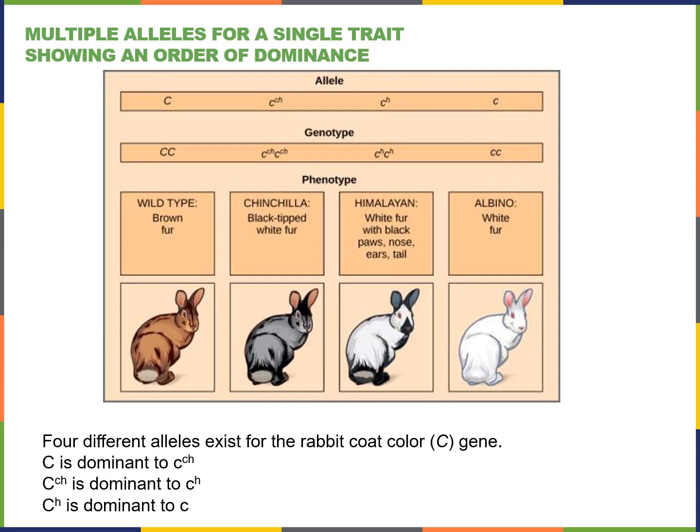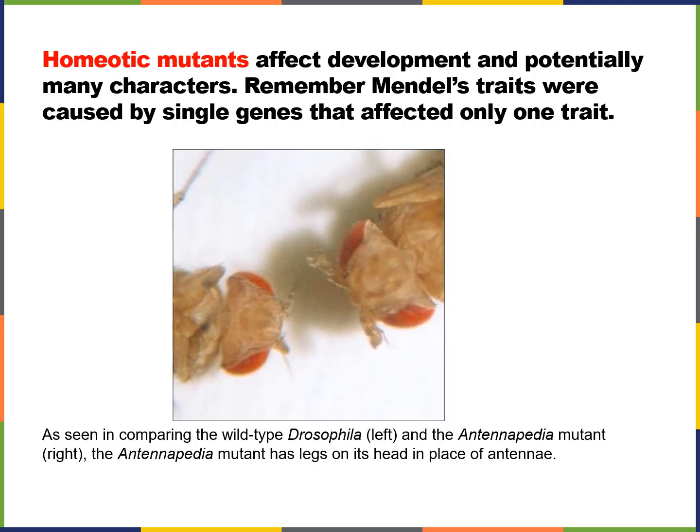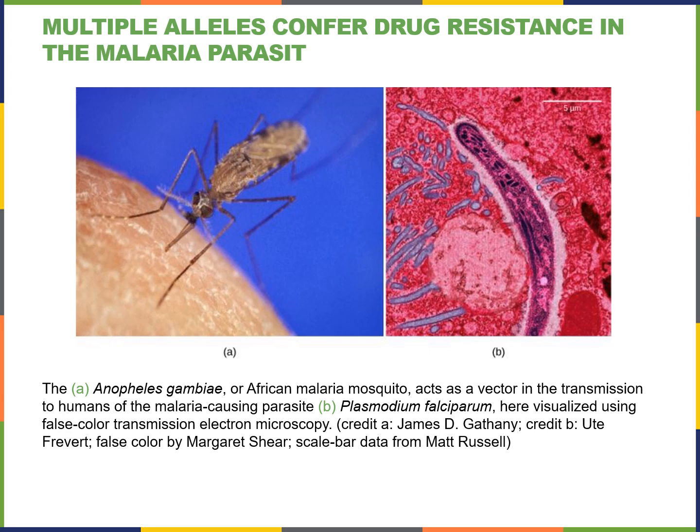Also, we can have multiple alleles for a single trait showing an order of dominance. So we won't get too far into this, but some traits do have multiple alleles that go into it, or homeotic mutants, which can affect development and potentially many characters. So this is single genes that affect only one trait. That was from Mendel, right? But now we're saying, okay, there's multiple genes that can affect one trait. For instance, drug resistance in the malaria parasite, right? That is not controlled by just one gene, that's actually multiple genes.